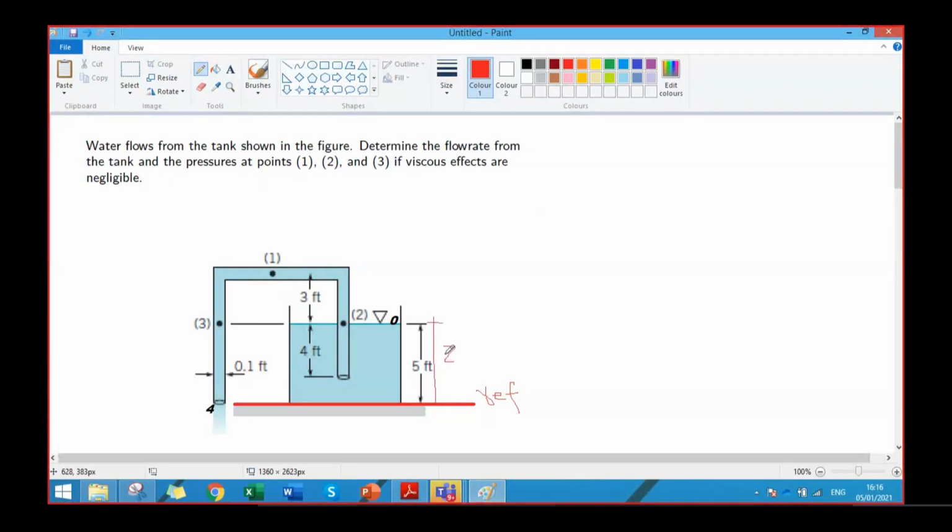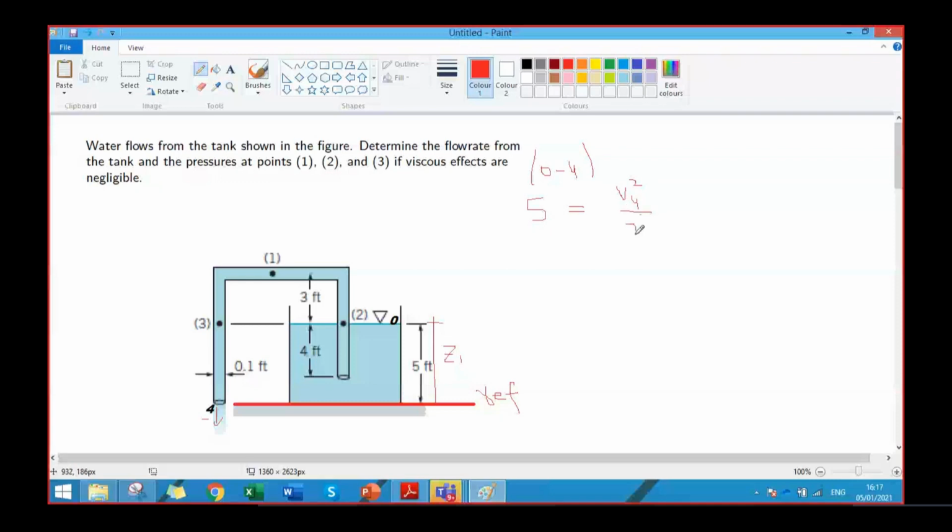equal to the equation at point 4. I am writing the equation between points 0 and 4. So at point 4, P will be 0 because it is discharging into the atmosphere, right? V4 square by 2g, right? And Z will be 0 because it is at the reference line, so we don't need to write that.